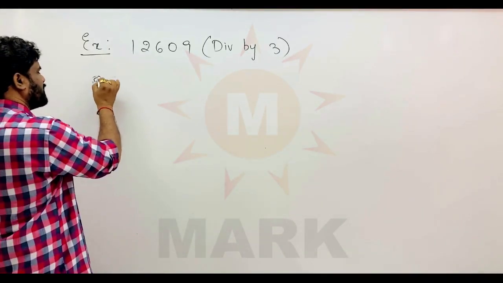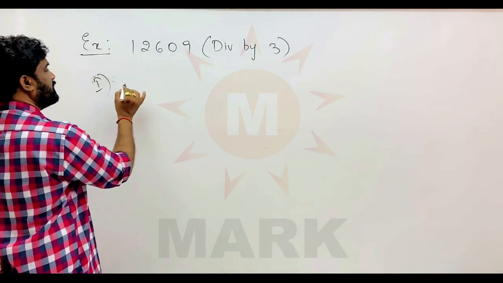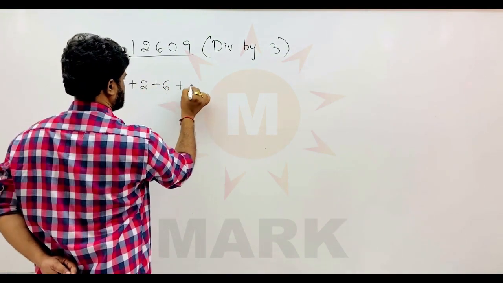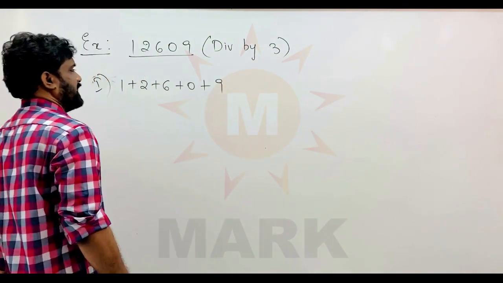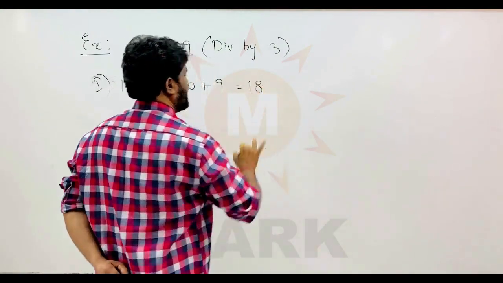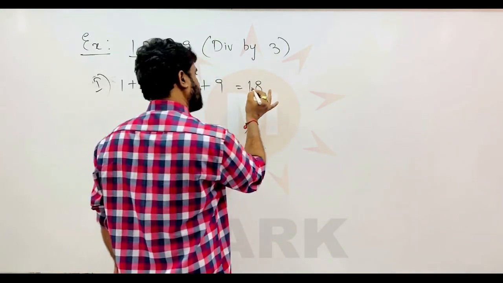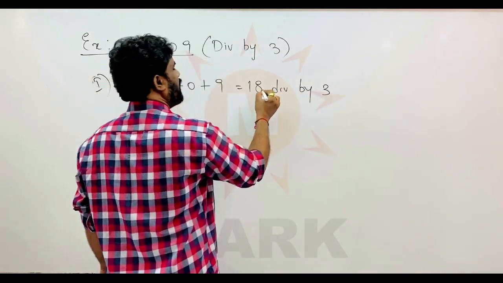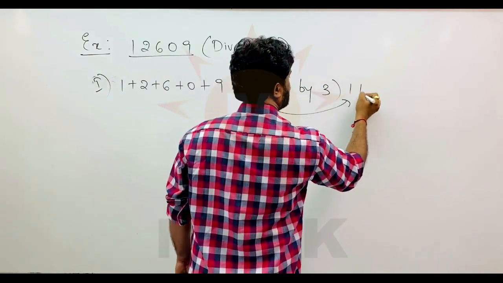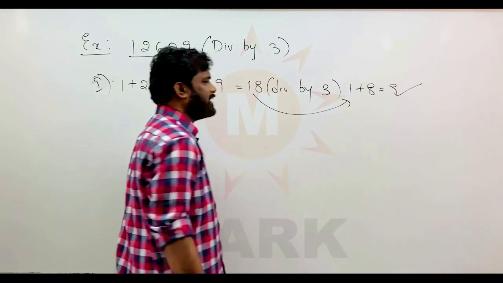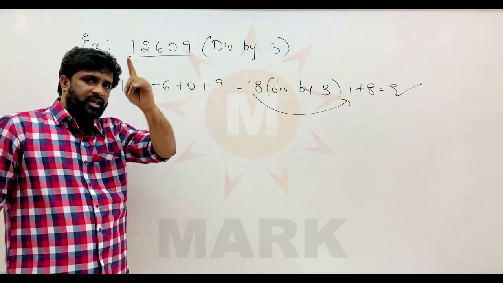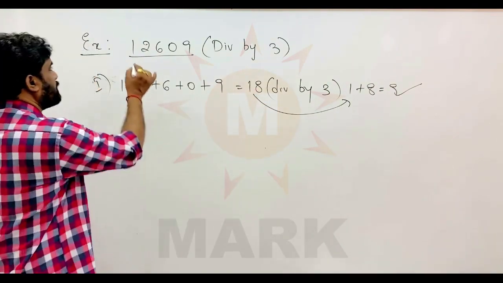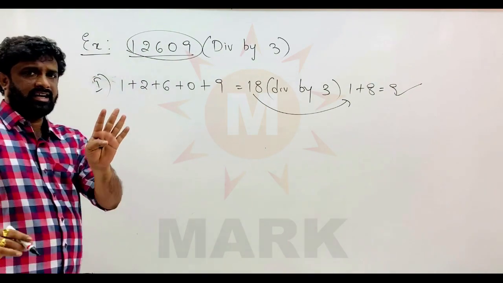Now, what is method 1? Method 1 is the sum of the digits method. What is the sum of the digits method? You have to add up all the digits. That means 1 plus 2 plus 6 plus 0 plus 9, that is nothing but 18. Is 18 divisible by 3? Yes, 18 is divisible by 3. If the sum is divisible by 3, the number is divisible by 3. Or if you have further doubt, you can add again: 1 plus 8, that is 9. 9 is also divisible by 3. So you can add up like that until you get a single digit number, or here itself you can stop, because 18 is also divisible by 3, so the entire number is divisible by 3.